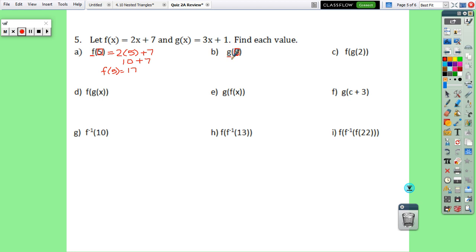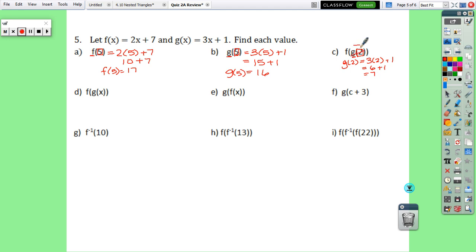Again, input, function. So we're going to take 5 and we're going to plug it into the g function. Okay, and then f of g of 2. So remember, we are starting on the inside. So the first thing we're going to do is we're going to put 2 into the g function. So g of 2 is equal to 3 times 2 plus 1, which is 6 plus 1, which is 7.